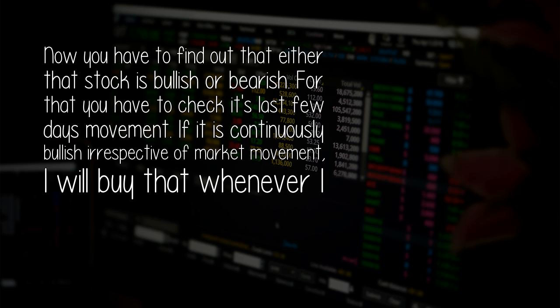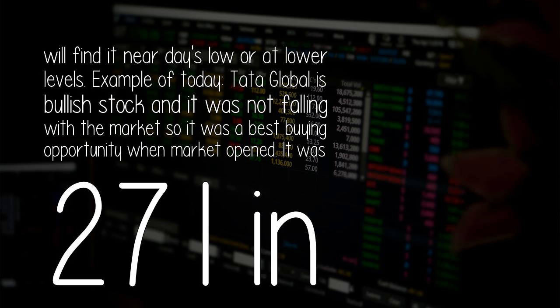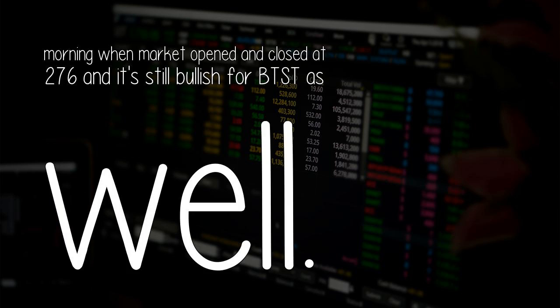Now you have to find out whether that stock is bullish or bearish. For that you have to check its last few days' movement. If it is continuously bullish irrespective of market movement, I will buy it whenever I find it near the day's low or at lower levels. Example from today: Tata Global is a bullish stock and it was not falling with the market, so it was a best buying opportunity when the market opened. It was 271 in the morning when the market opened and closed at 276, and it's still bullish for BTST as well.